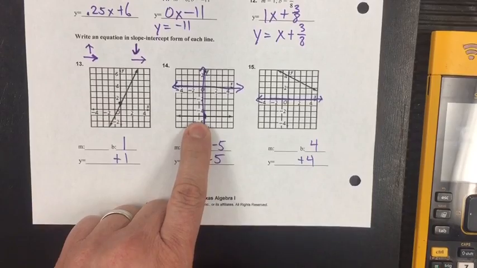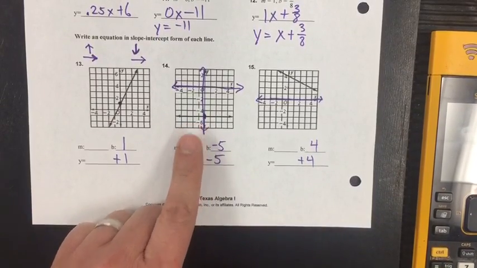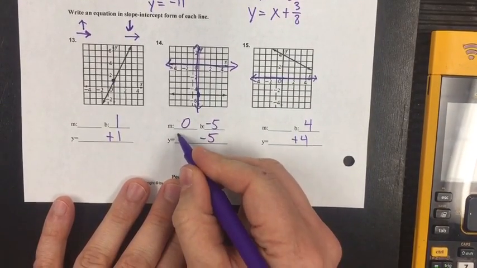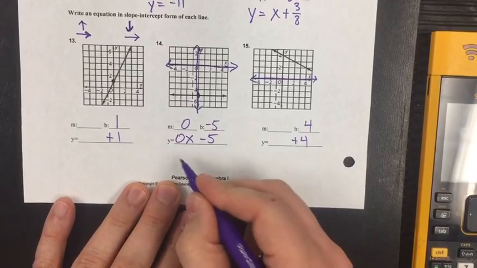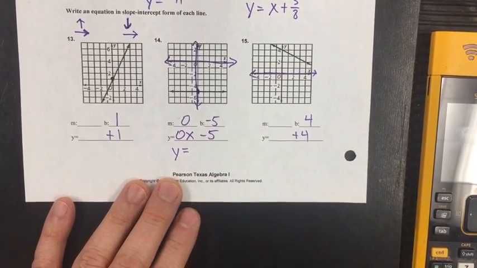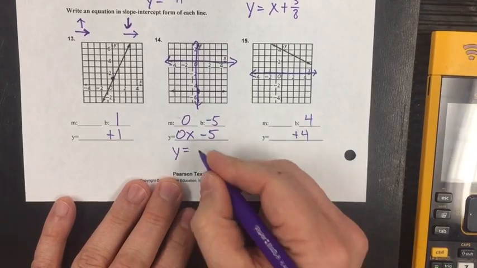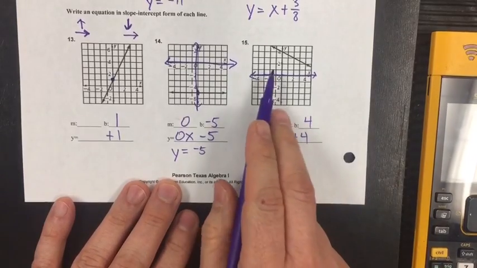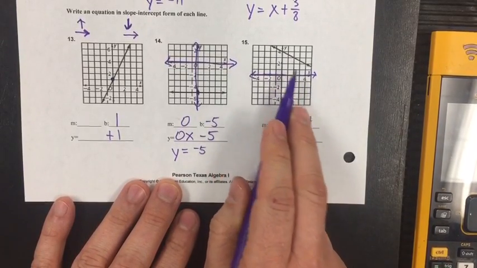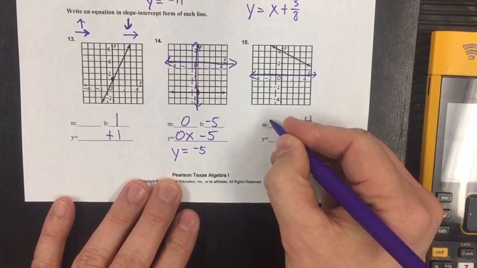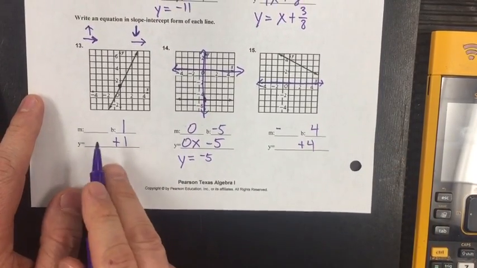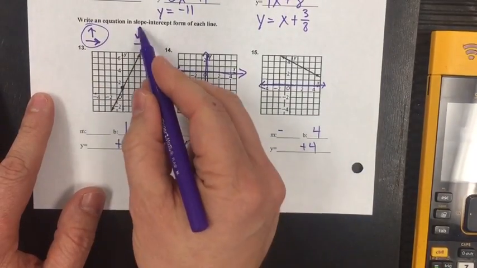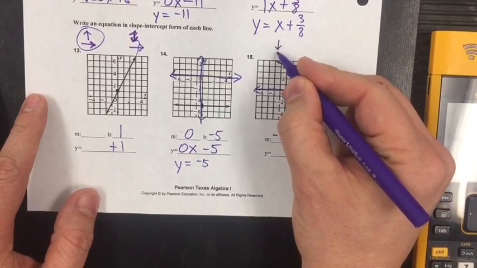Oh, what about this guy? 0. That's neither positive or negative. It's 0. So you know what? We can fill that in. The m is 0. The equation for this is y equals 0x minus 5. And we can simplify it by writing what? y equals minus 5. Either one of these answers is right. Okay? This one is a positive or negative slope? Negative. That's a negative slope. So I don't know what the number is yet, but I know it's negative. So for number 13, I'm going to be counting up and to the right. For number 15, I'm going to be counting down and to the right.